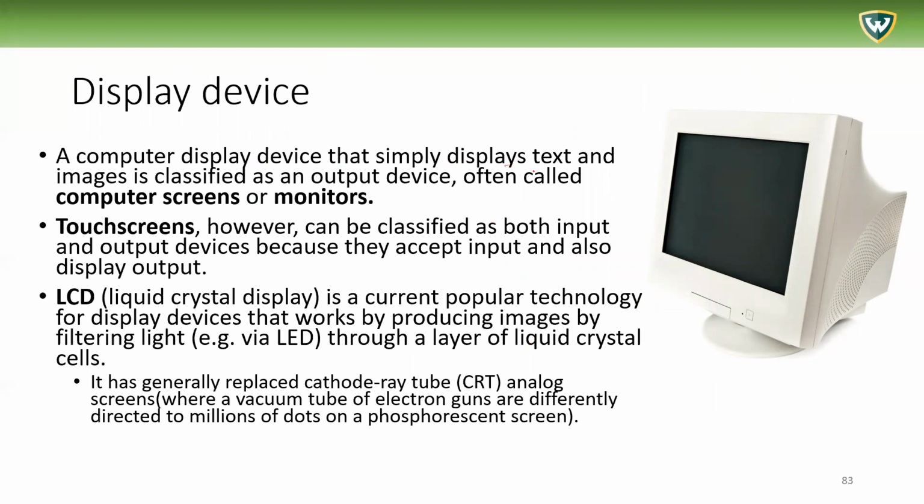Display devices. A computer display is a device that simply displays text and images. It's usually an output device, and it's also called a computer monitor or screen. Of course, nowadays we have touch screen devices, which can be both input and output.